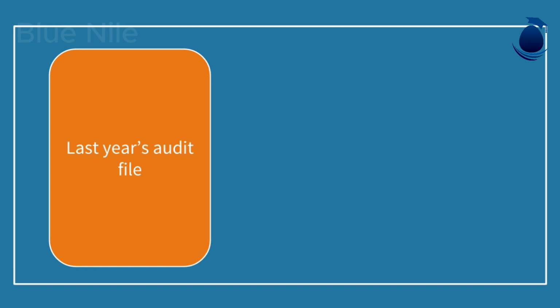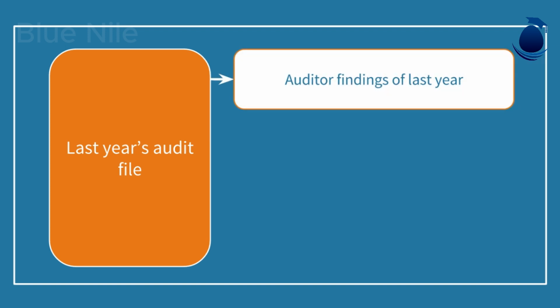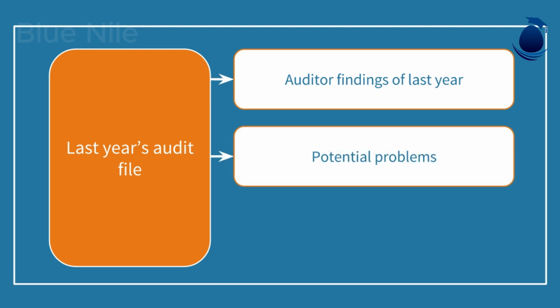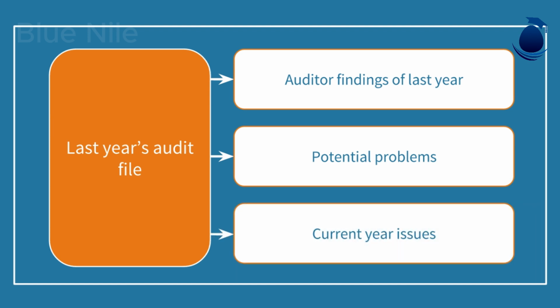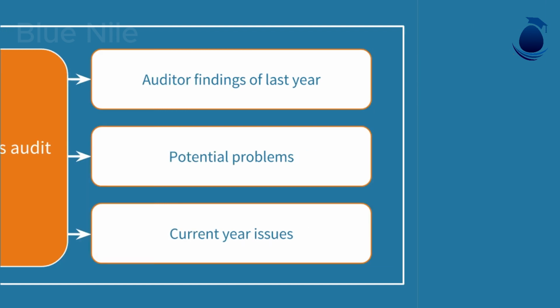Last year's audit file. It is always useful to see what was found by the auditors in the previous year and how they were resolved. It will help understand the directors and any potential problems that may reoccur. There may also be points to bring forward to our current year, which the auditor should address.